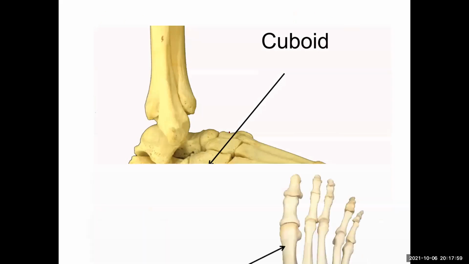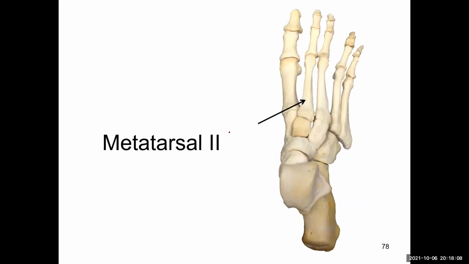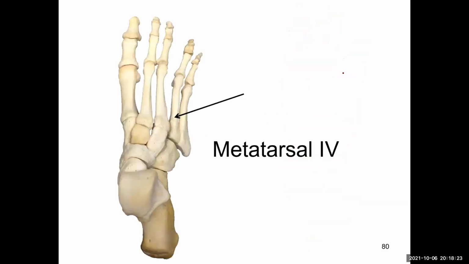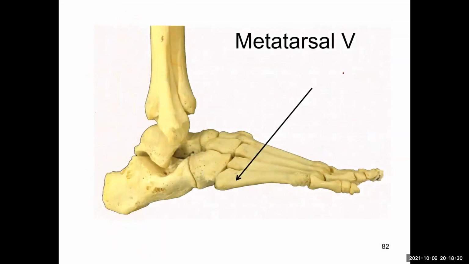Okay, on to the metatarsals. Here we go, same as we saw in the hand. Okay, so metatarsal 1 is going to be medial, and then you just move right across. Metatarsal 2, and then we have metatarsal 3. All right, then we have metatarsal 4. And then, of course, we have metatarsal number 5. And here it is laterally.